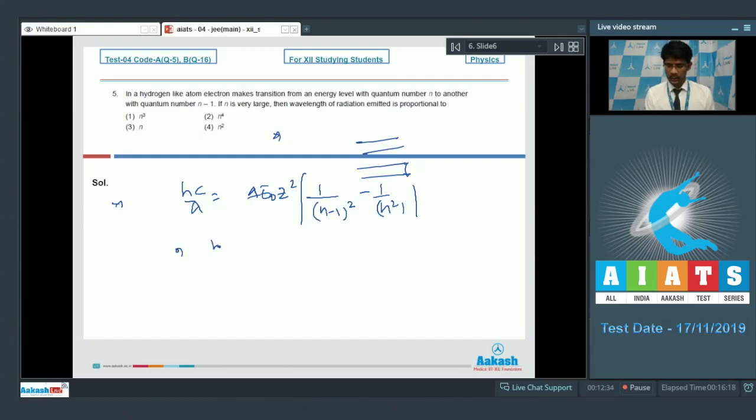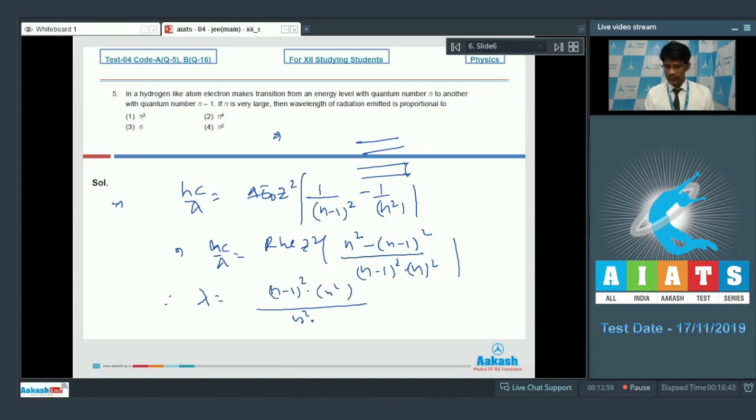or hc by lambda would be taken as r hc z square. This part would be n square minus n minus 1 whole square divided by n minus 1 whole square into n square. So lambda would be, here it is n minus 1 whole square n square, and here n square minus n minus 1 whole square. So definitely the proportionality will be something like this, r into z square.